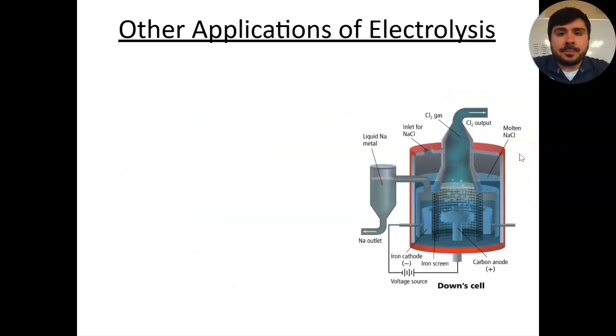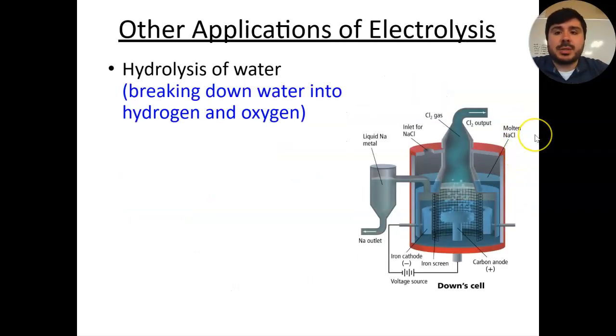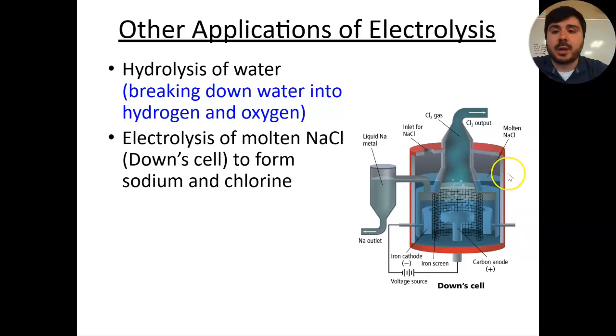Now, what are some other electrolysis applications here? Another example of this is known as the electrolysis of water, right? Which is a fancy way of saying the breaking down of water into its two pieces, hydrogen and oxygen. There is also the electrolysis of molten NaCl, right? Which is known as Downs cell, which is able to break it down into sodium and chlorine, right?